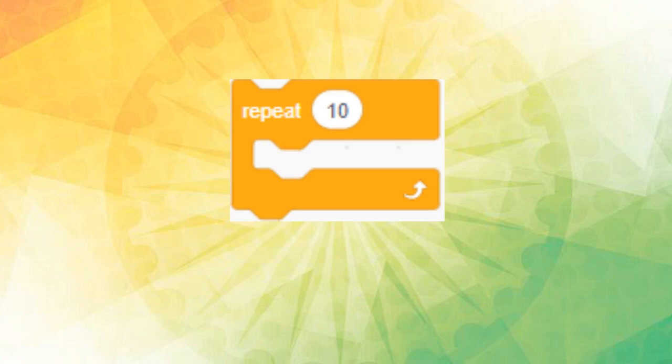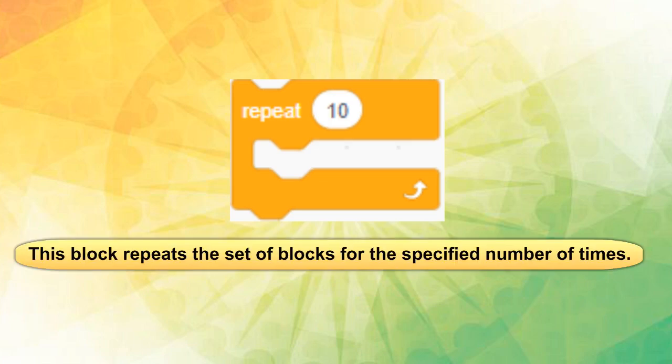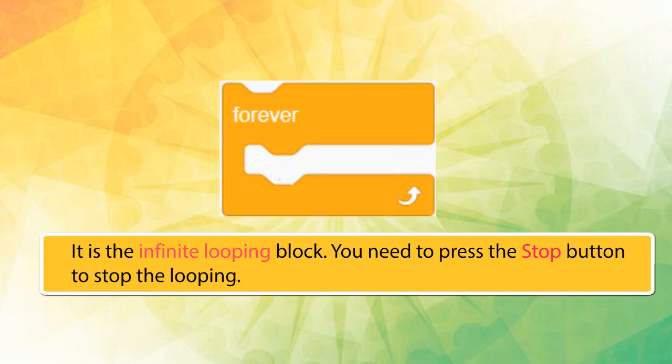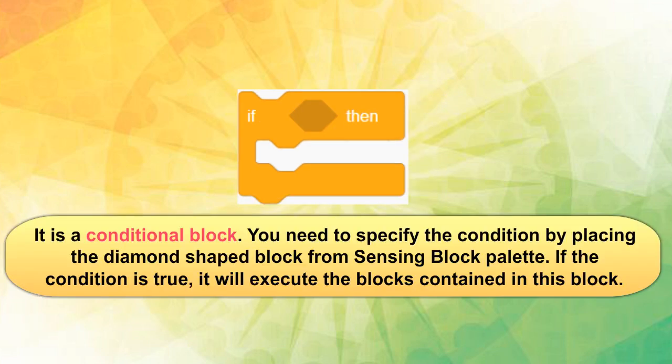Repeat 10. This block repeats the set of blocks for the specified number of times. Forever. It is the infinite looping block. You need to press the stop button to stop the looping. If then. It is a conditional block. You need to specify the condition by placing the diamond-shaped block from Sensing Block palette. If the condition is true, it will execute the blocks contained in this block.